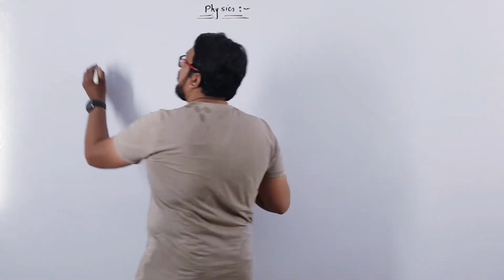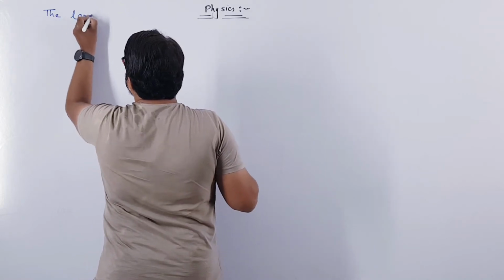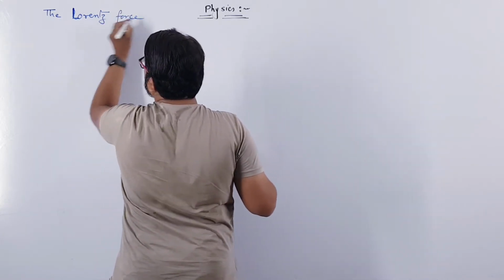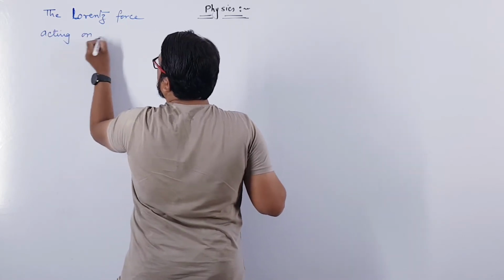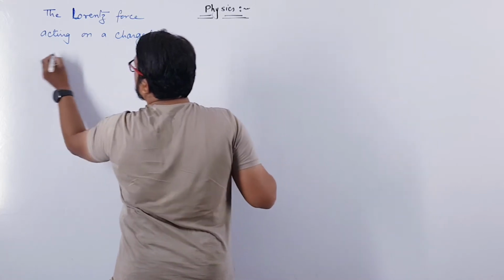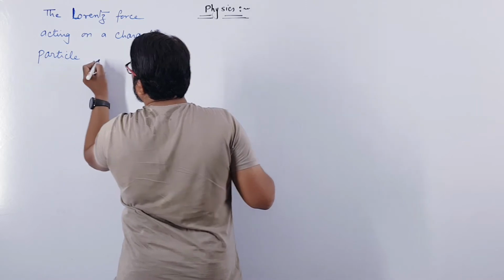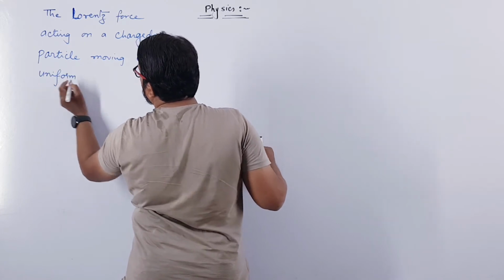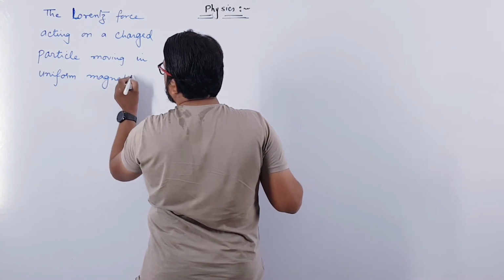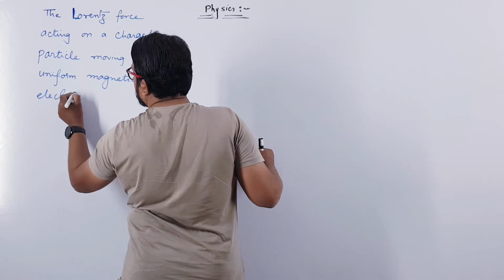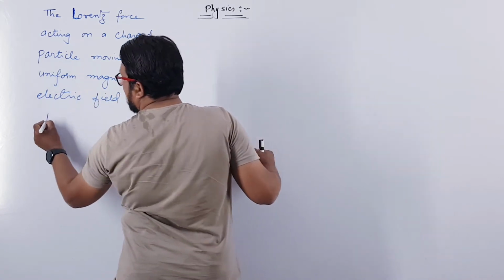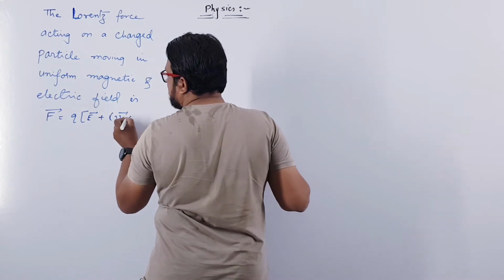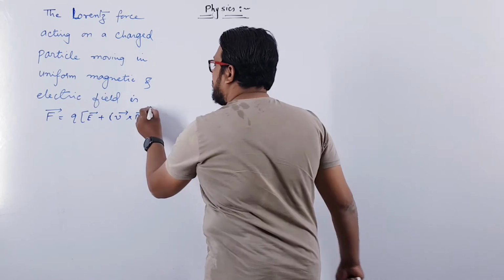So the Lorentz force acting on a charged particle moving in uniform magnetic and electric field is F equal to Q into E plus V cross B. This we have already discussed. This is what we have already derived, right?